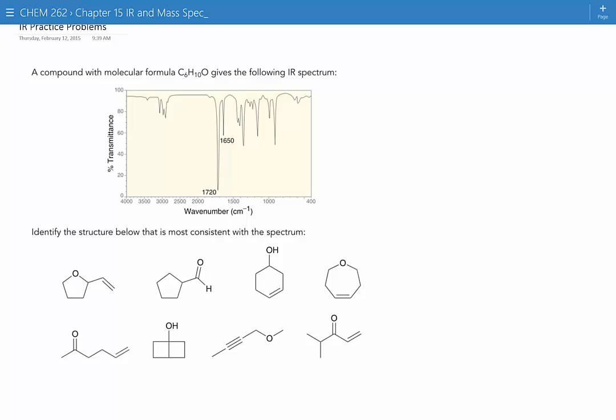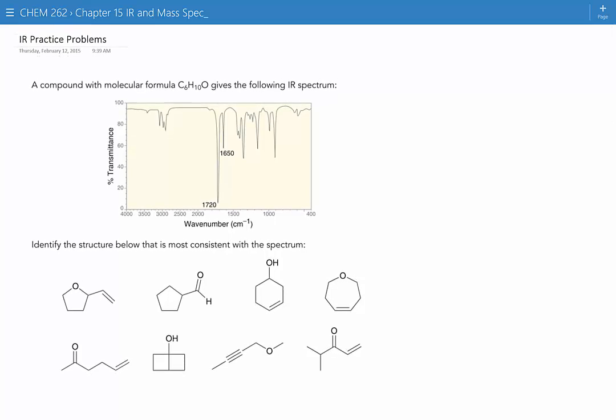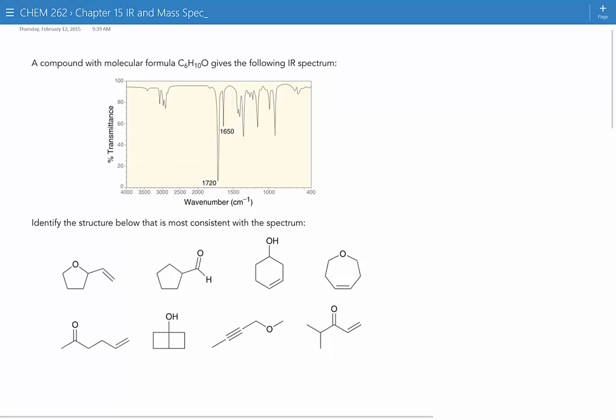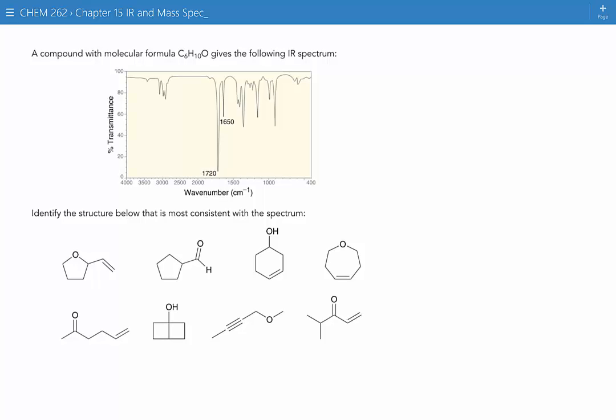So here's an IR practice problem from our book where it says we've got a compound with a molecular formula of C6H10O that gives the following IR spectrum, and it specifically gives a wave number at 1720 and 1650. So we can look for H-bonding features. That was number 1 in my list. Are there any H-bond features?